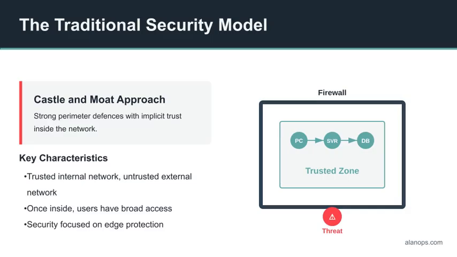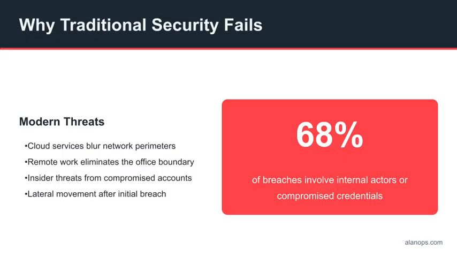The key characteristics were straightforward: trusted internal network, untrusted external network. Once someone got past the firewall, they had broad access. Security focused entirely on protecting the edge. But here's the problem: the castle doesn't work when threats are already inside. Look at this statistic: 68% of breaches involve internal actors or compromised credentials. 2/3. That means traditional perimeter security is missing the majority of actual threats.